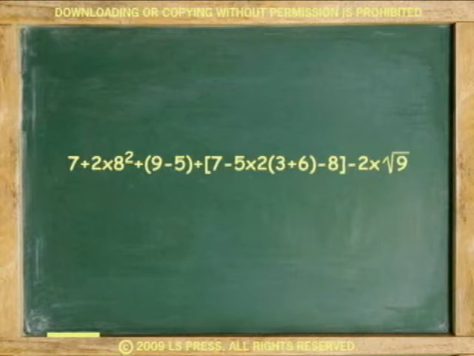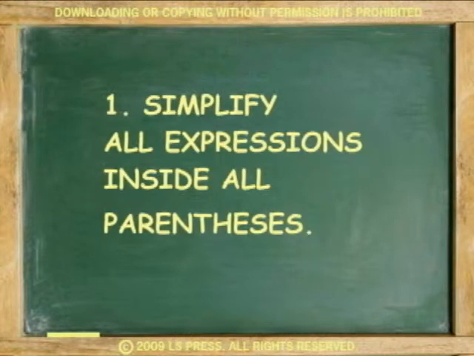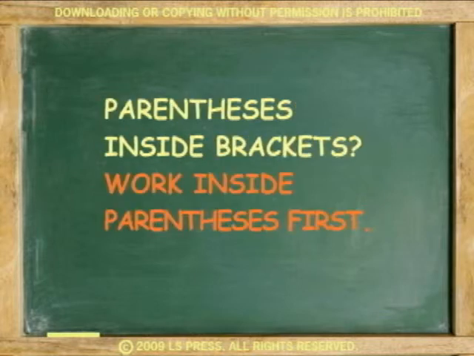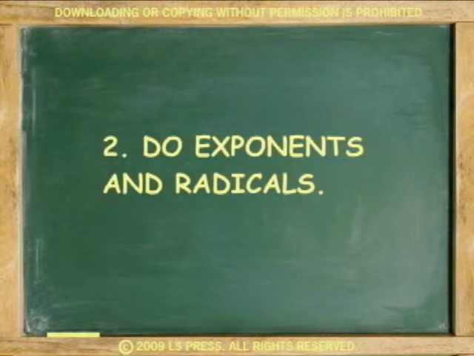Let's review the steps. First, simplify all expressions inside all parentheses. If there are parentheses inside the parentheses or brackets, work from the inside parentheses first, eliminating parentheses as you go along. Next, do exponents and radicals. Radicals are roots, like the square root of 9 is 3.